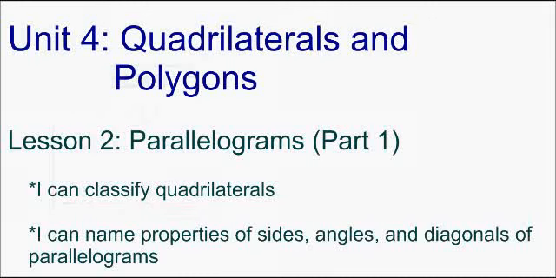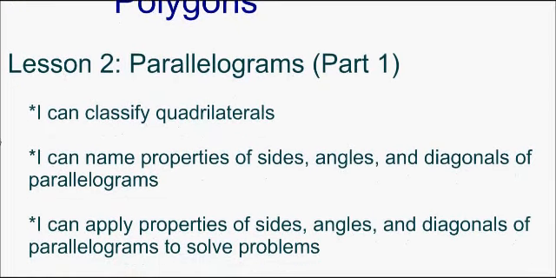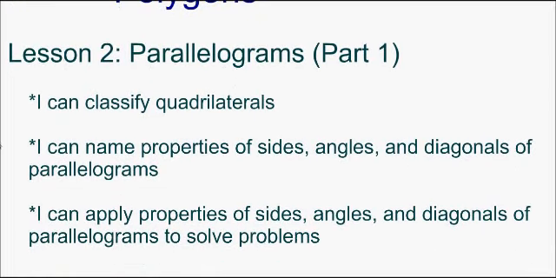Unit 4, Quadrilaterals and Polygons, Lesson 2, Parallelograms, Part 1. Your objectives for this lesson are to classify quadrilaterals, to name properties of sides, angles, and diagonals of parallelograms, and to apply the properties of sides, angles, and diagonals of parallelograms to solve problems.